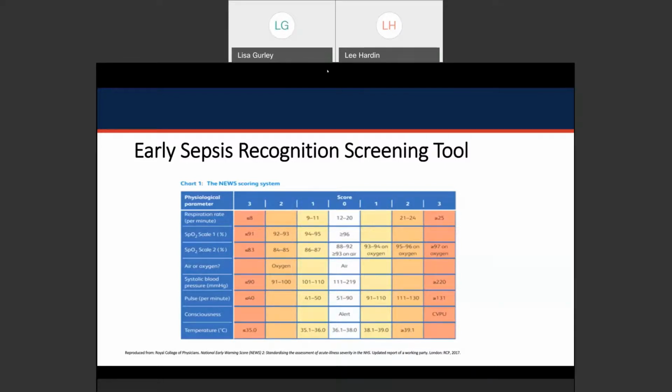Then the oxygen saturation measured by external pulse oximetry, or SpO2, is another value. So less than 96% would increase the score. Then if the patient is receiving additional air or oxygen, that automatically adds 2 points to the score. Systolic blood pressure measured in millimeters of mercury is listed on this tool as well.